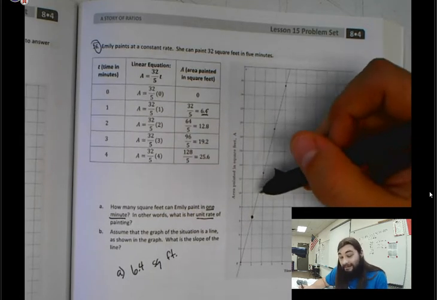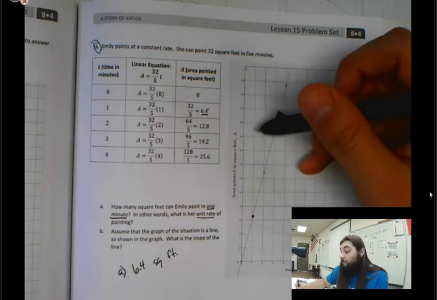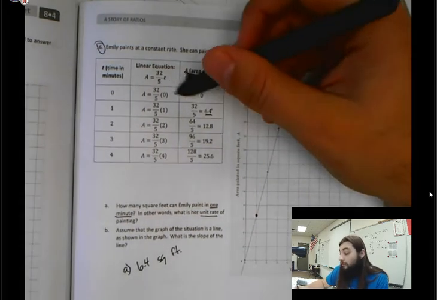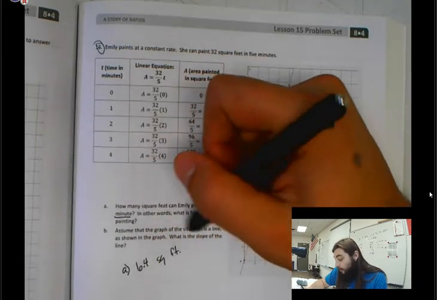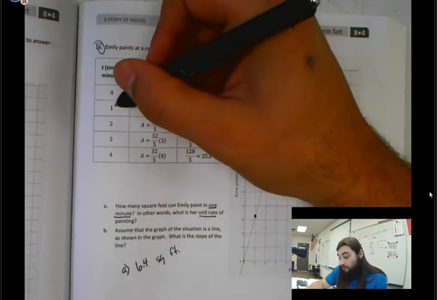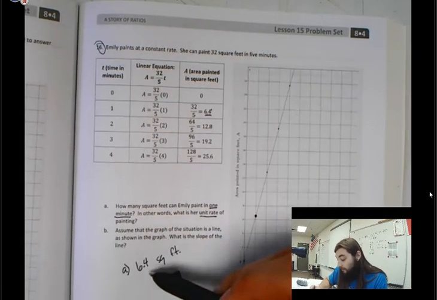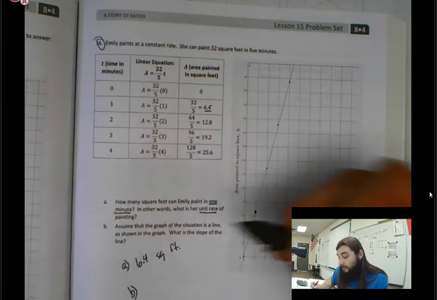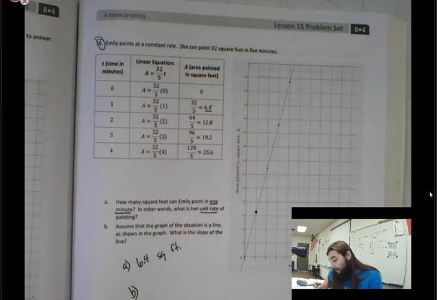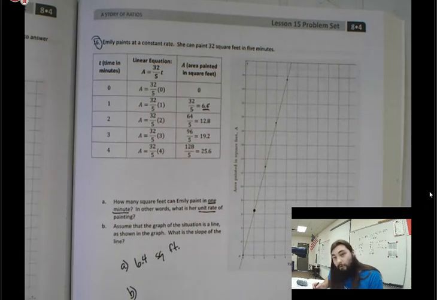Unfortunately for us, this does not meet a whole value, so it's going to be tough for us to figure out what exactly that value is, which means we're definitely going to have to use this table and even this equation. Okay? So for part A, her unit rate, which is essentially in 1 unit of x, what does y equal? In this particular case, it's 6.4 for A. Then for part B, assume that the graph in the situation is a line. What is the slope of the line?